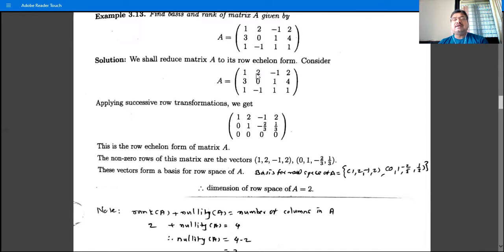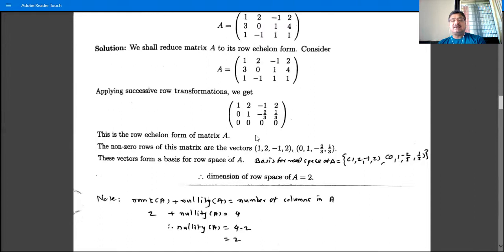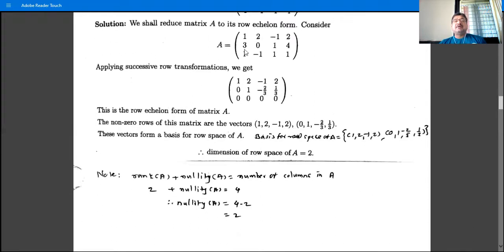So how can we find the rank? We will find the dimension of the row space of A. And in order to find the basis and dimension of the row space of A, we have to reduce this matrix to row echelon form. So consider the matrix, and by successive row transformations, make the entries 3, 2 and this 1 equal to 0, and with the remaining calculation we have this. This is the row echelon form, not the reduced row echelon form. This is an echelon form of the matrix A obtained by applying row transformations.